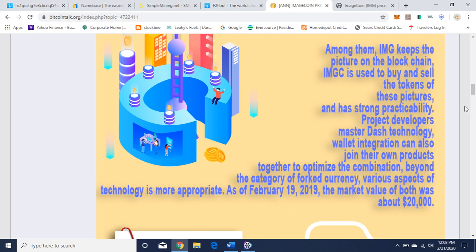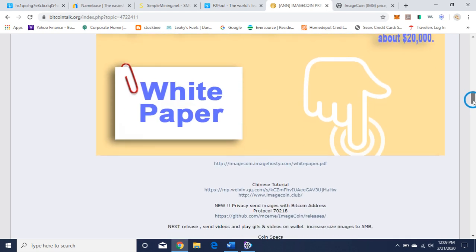Project developers master Dash technology, and wallet integration can also join their own products together to optimize the combination, beyond the category of forked currency, various aspects of technology is more appropriate. As of February 19th, 2019, the market value of both was about $20,000.